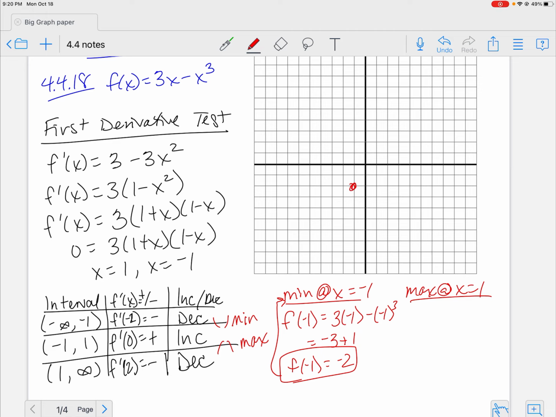-1 and -2 on my graph is that point right there. Now I look at what is my maximum. f(1) is 3 times 1 minus 1 cubed. So 3 minus 1, f(1) is 2, and that is my maximum at the point (1, 2).